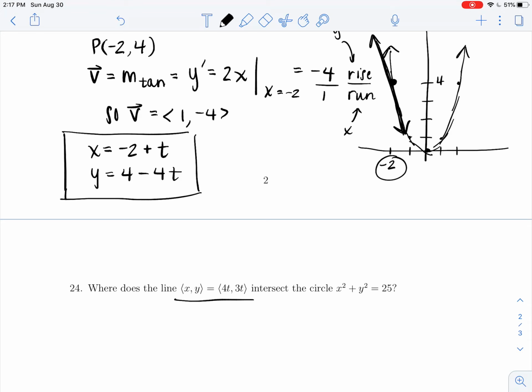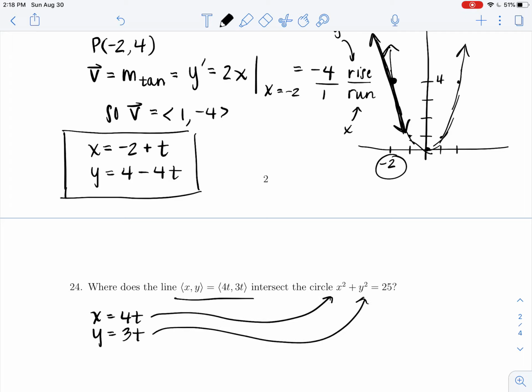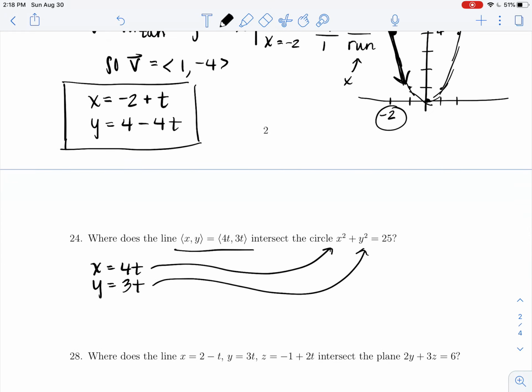So if I take this vector equation of my line and I write it parametrically, I could say x equals 4t and y equals 3t. So if this line is going to intersect the circle, well then, this x and this y had better also satisfy the equation of the circle. So I'm going to plug those values in.